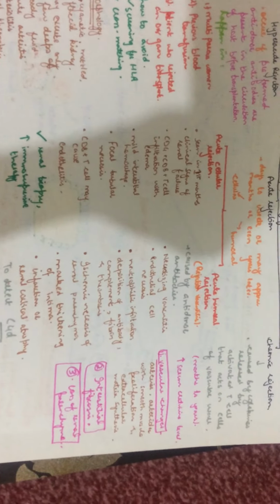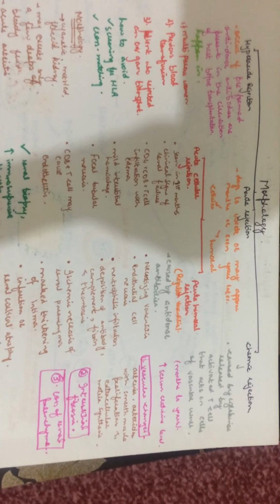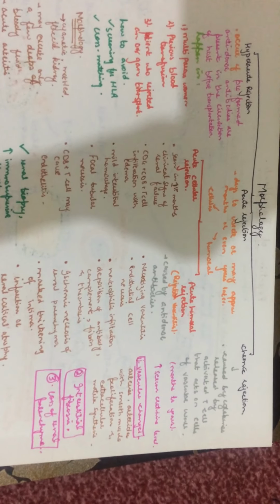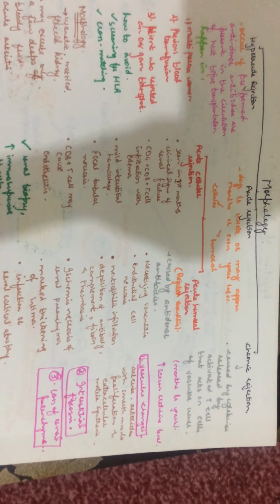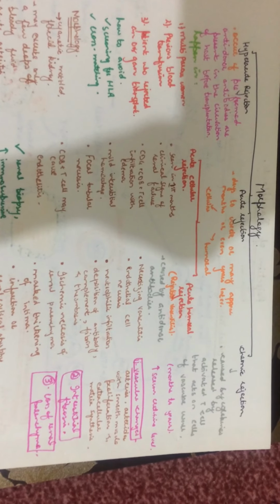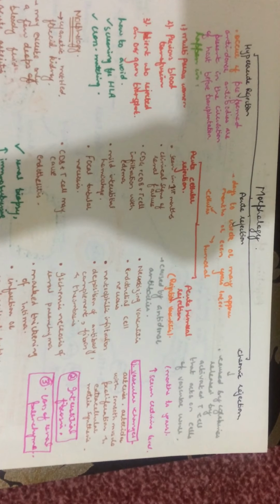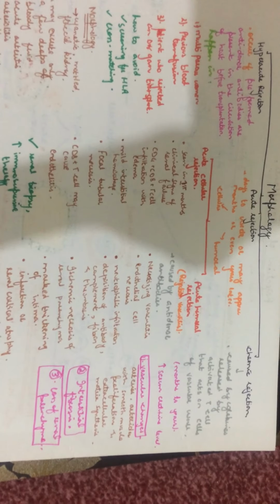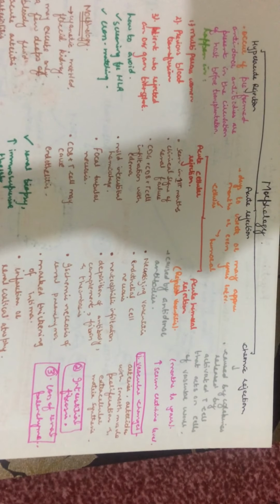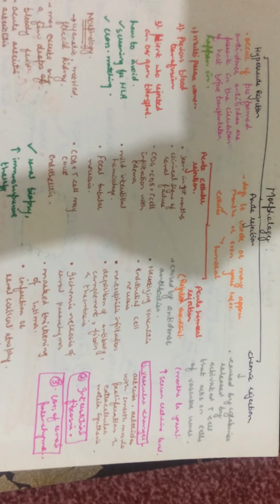In chronic rejection, it is caused by cytokines released by activated T cells that act on cells of the vascular wall. Serum creatinine level is increased. Vascular changes, that is arteriolar changes with smooth muscle proliferation and extracellular matrix synthesis, interstitial fibrosis, and loss of renal parenchyma are seen. That's all.